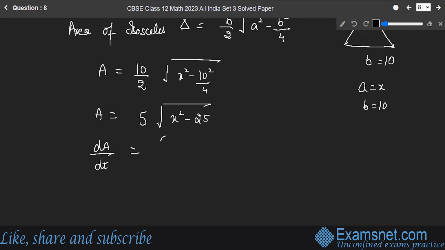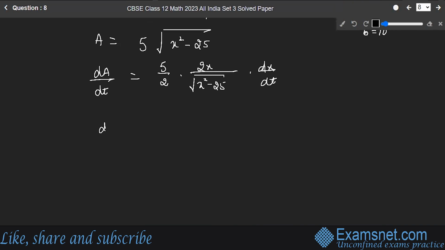Then dA upon dt is equal to 5 by 2 into 2x upon root of x square minus 25, into dx upon dt, correct? That is, dA upon dt is equal to 5x, because this 2 and 2 will cancel, upon root of x square minus 25, into dx upon dt.